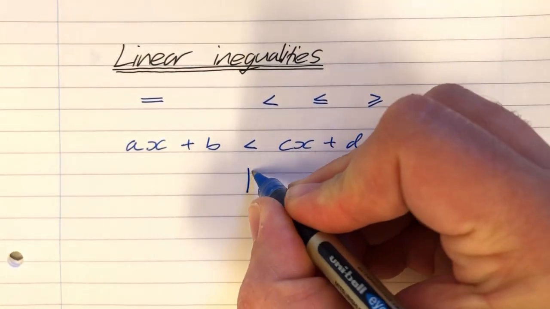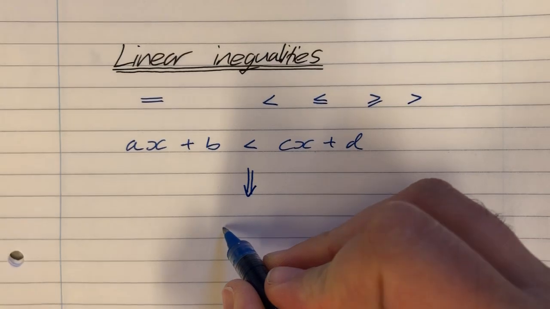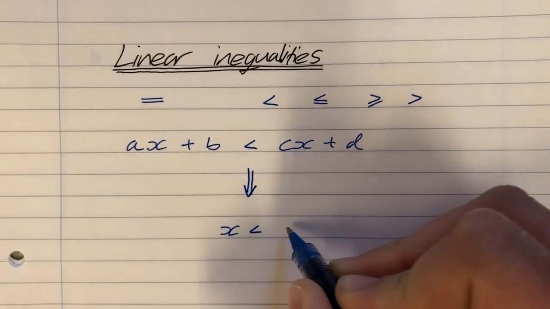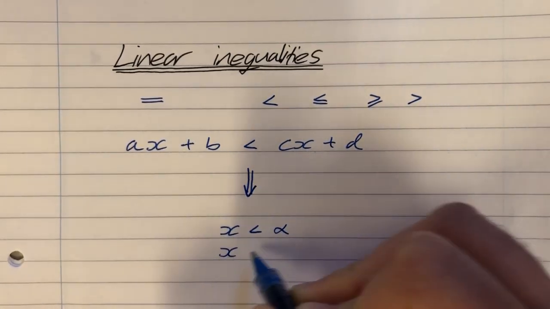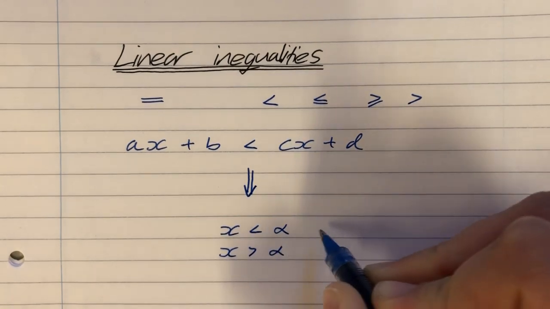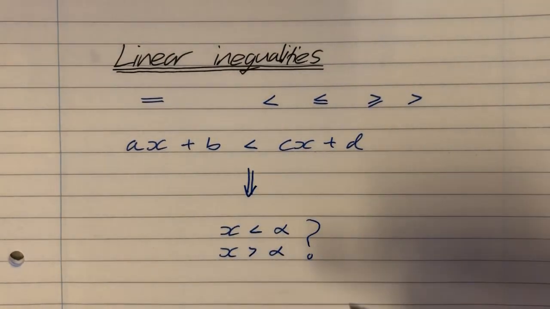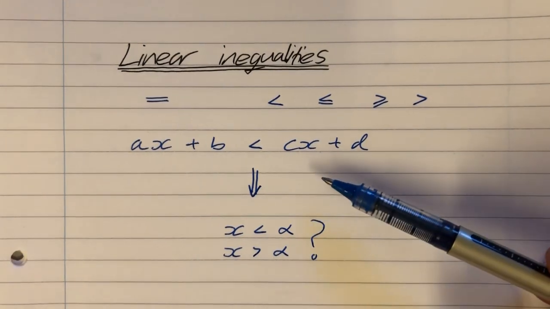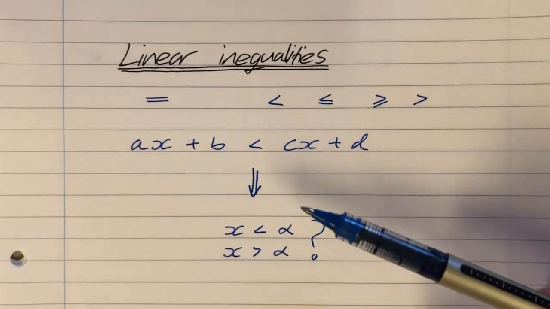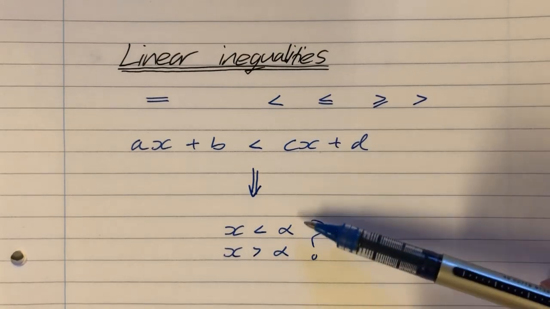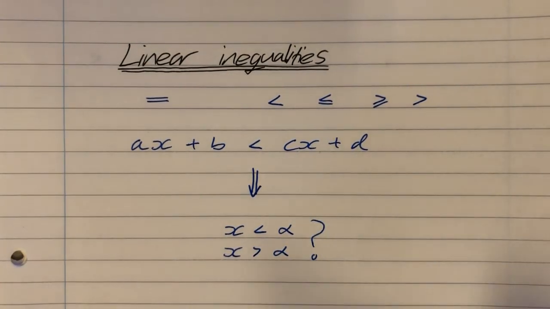And what we're aiming to do is get to a solution where x is less than some number, or perhaps x is greater than some number. And we need to get to what that number is. An equation will give a number as an answer, whereas an inequality will give a range of numbers as answers. So there are several numbers which tend to satisfy inequalities.